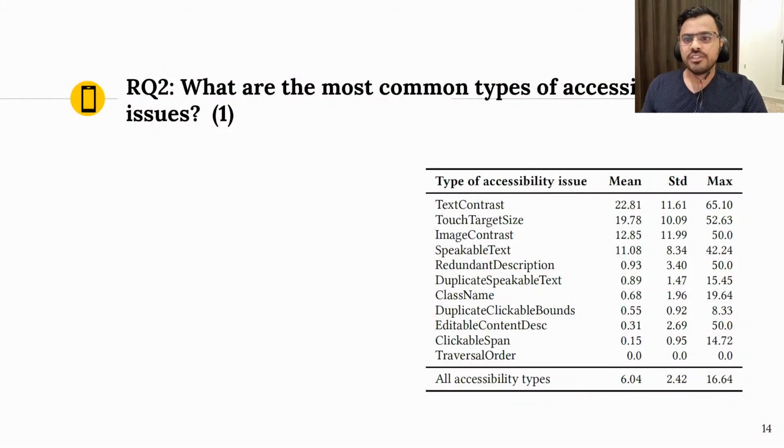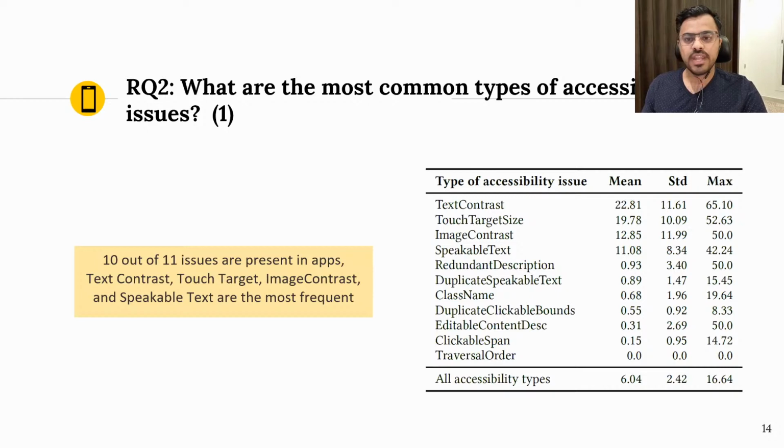In this RQ, we try to find the most common types of accessibility issues. This table shows that 10 out of 11 accessibility issues are present in apps. We can clearly see that some issues are more common than others, like the first 4 on the table. So we investigated that more, and we looked at a couple of things, including Android Studio templates.